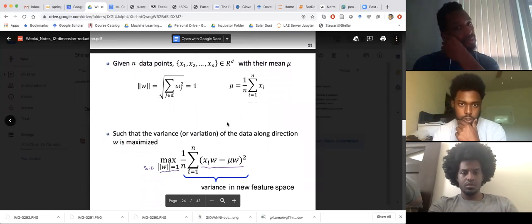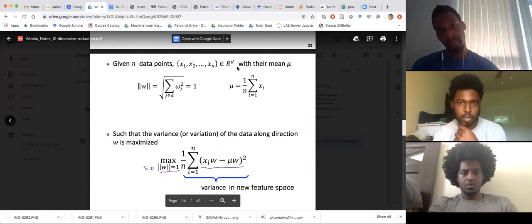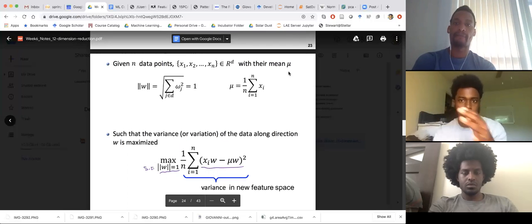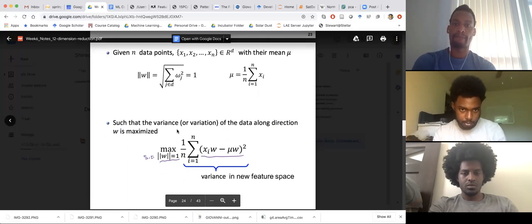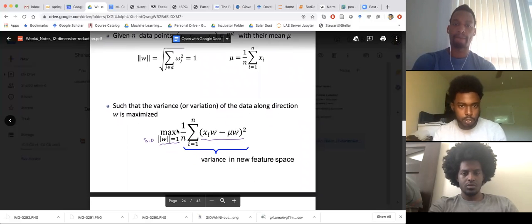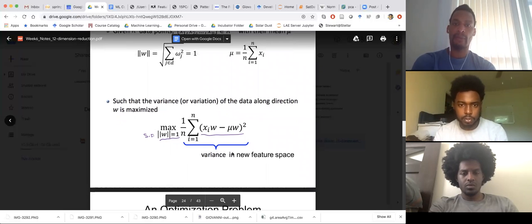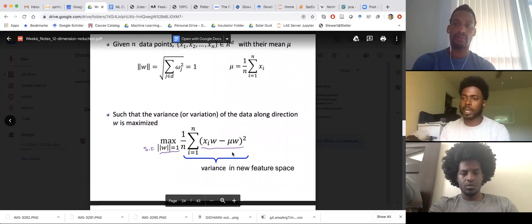So given the data points, n data points x1 all the way to xn of dimension d, we have some mean mu as well as some normalized w such that it's constrained to equal 1. What we want to do is maximize the variance of the data along direction w using this equation, where this is going to represent the variance in the new feature space. So this is an example of where the math is just beyond me.